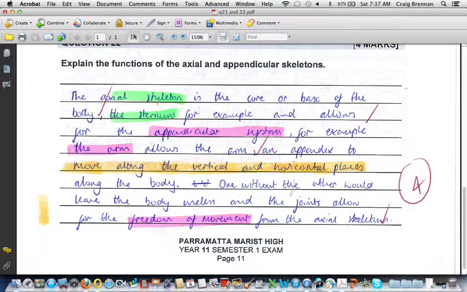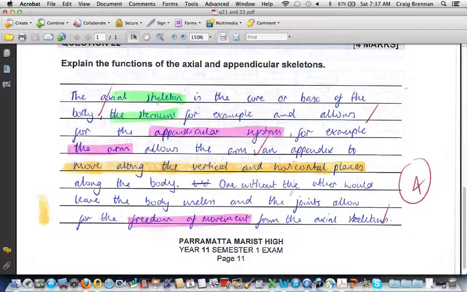You know, what's the function of the axial and appendicular? How do they work together? The axial being the core, the main structure of the body, whereas the appendicular allows bones or parts of the body to move along an axis or planes along the body. Then it talks about, remember we're talking about explain here, meaning the functions: one without the other would leave the body useless and the joints would be useless, allowing for the freedom of movement from the axial skeleton. So that's why it was a very good answer.